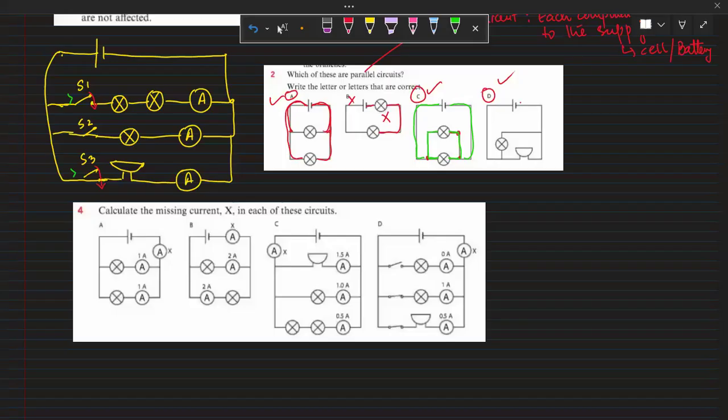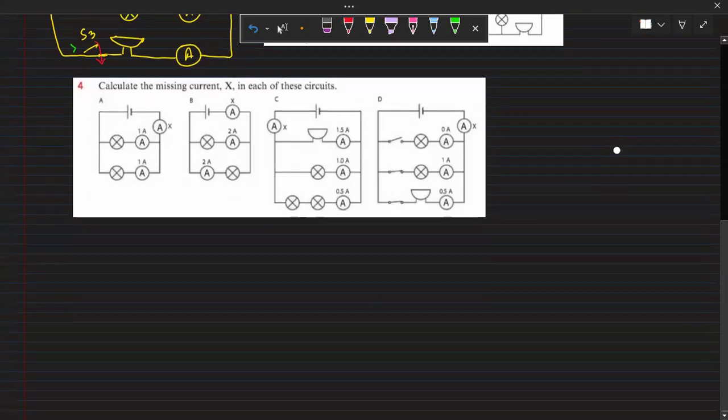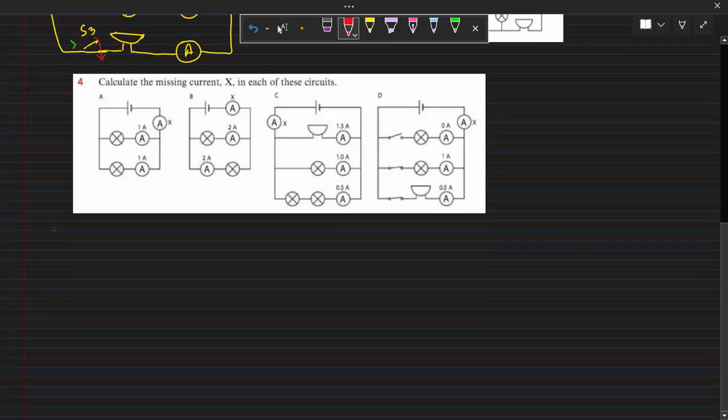Now here we have another question. Calculate the missing current X in each of these circuits, right? Now we have to work for X in part A. So I am working on A. Let's do it together. If you want to answer, please write the answer in the chat box. Now I want to calculate this X.